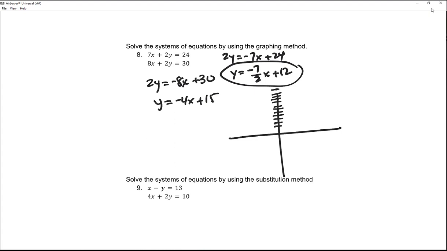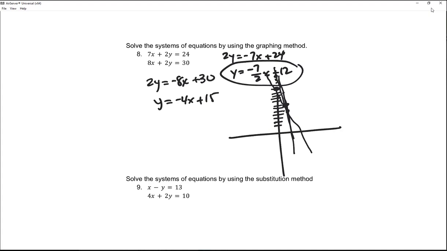1, 2, 3, 4, 5, 6, 7, and over 2. So it's 1 here and 1 here. So that's a line right here. And then 15 is up here. 13, 14, 15. Go down 4. 1, 2, 3, 4. Over 1. It looks something like this. This one's kind of hard to tell where the point of intersection is, but as long as you're kind of close, you should be fine. Okay.